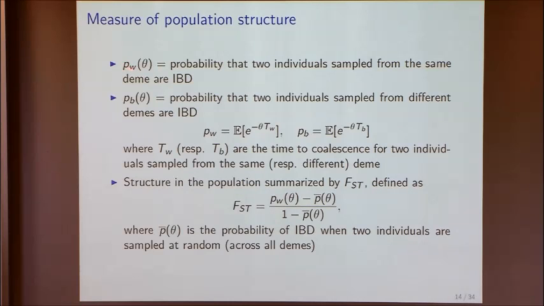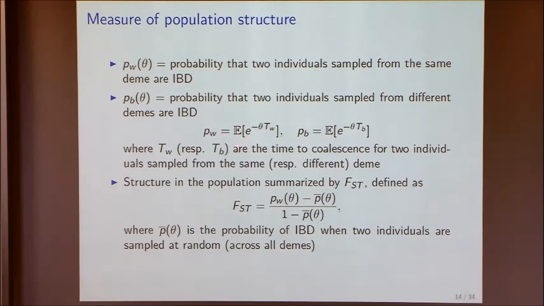So if you let P_W(theta) be the probability that 2 individuals sampled from the same deme are identical by descent. Identical by descent means that these 2 individuals had a common ancestor and there was no intervening mutation that occurred between these 2 individuals. So you can write this quantity for a pair of individuals sampled from the same deme. You can also write the quantity for the pair of individuals sampled from different demes. That will be P_B(theta).